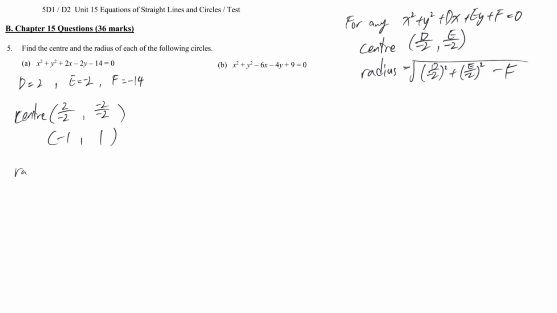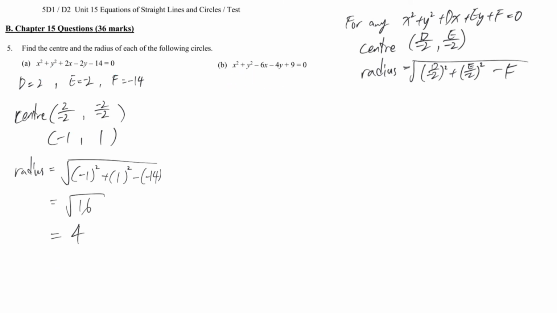And the radius is equal to the square root of (D over negative 2) squared plus (E over negative 2) squared minus F. That means the x coordinate of the center, negative 1, squared, plus the y coordinate of the center squared, and then minus F. Therefore, this is square root 16 and it is equal to 4. So we get the center and radius and we finish part A.